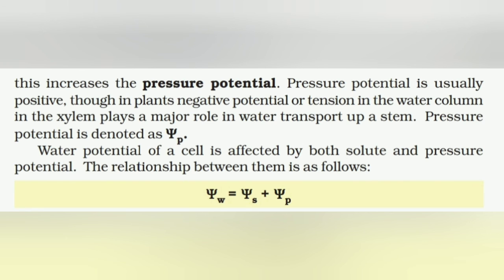Pressure potential is usually positive, though in plants, negative potential or tension in the water column in the xylem plays a major role in water transport up a stem. So pressure potential is denoted as psi P. The water potential of a cell is affected by both solute and pressure potential. The relationship between them is as follows. Psi W is equal to psi S plus psi P.